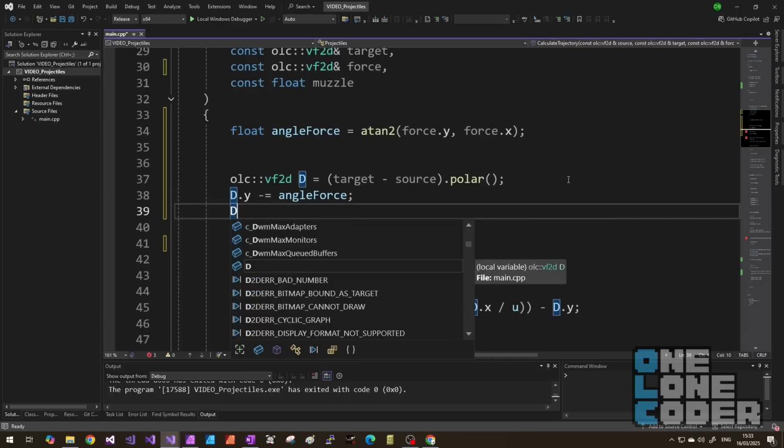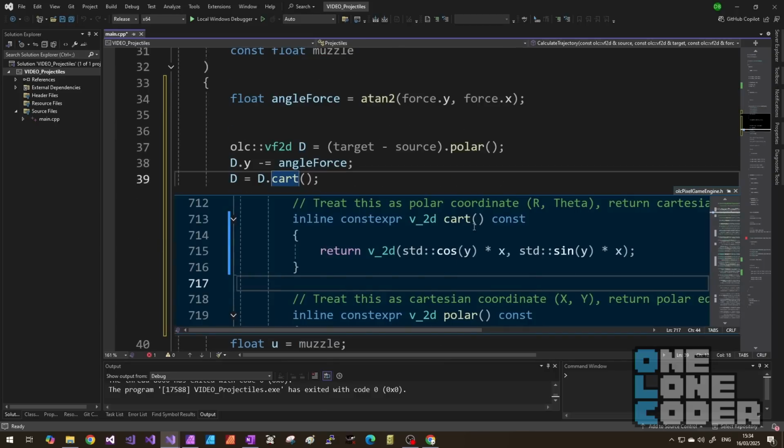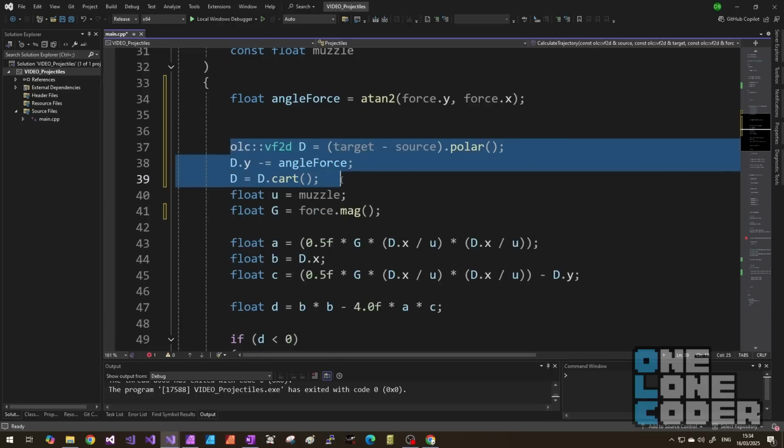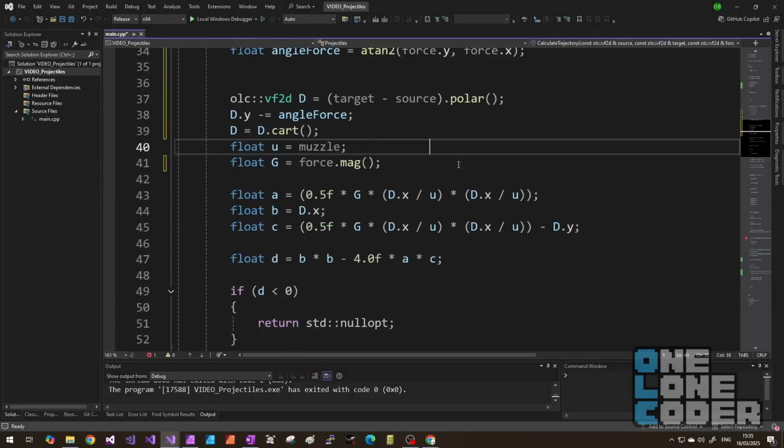Therefore, we can rotate this displacement by modifying the y component. And then we can convert that polar coordinate back into Cartesian space using the cart function. The Cartesian function is what you might expect. It creates a new vector using cosine and sine. This is just a cheeky way to rotate that target point around the source point without needing to dip into any trigonometry.